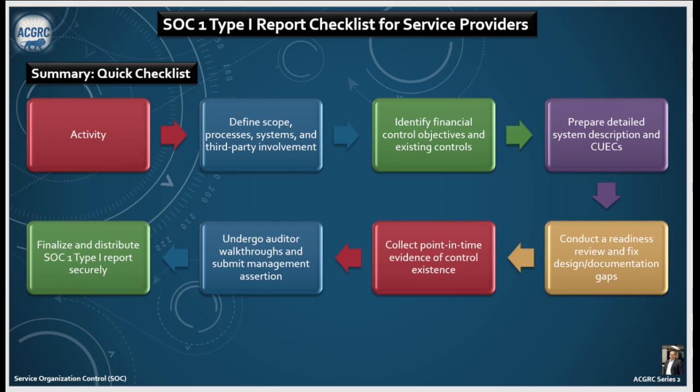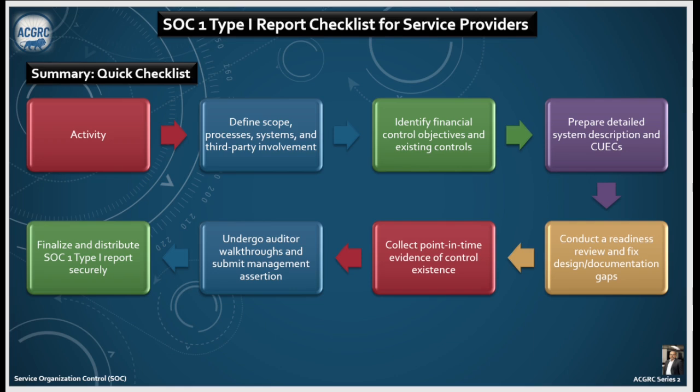A quick checklist. It starts off defining the scope, process, system, and third party involvement. Identify financial control objectives and existing controls. Do remember this is SOC 1 Type 1. The next is to prepare a detailed system description and CUECs. Then conduct a readiness review and fix the design documentation gaps.